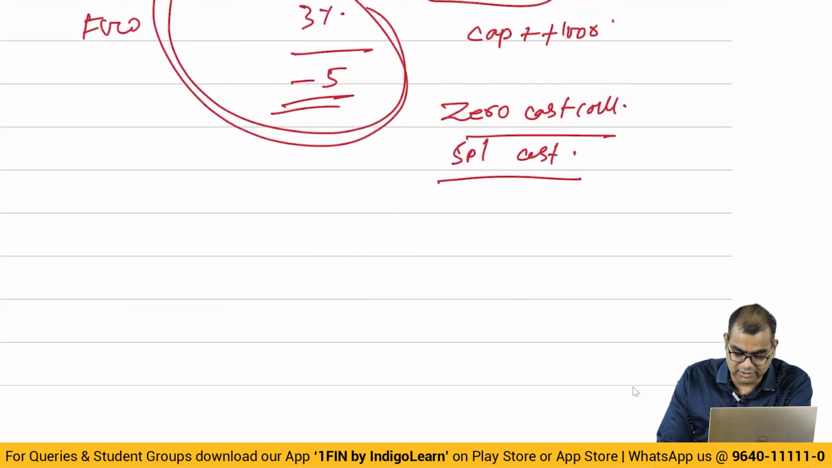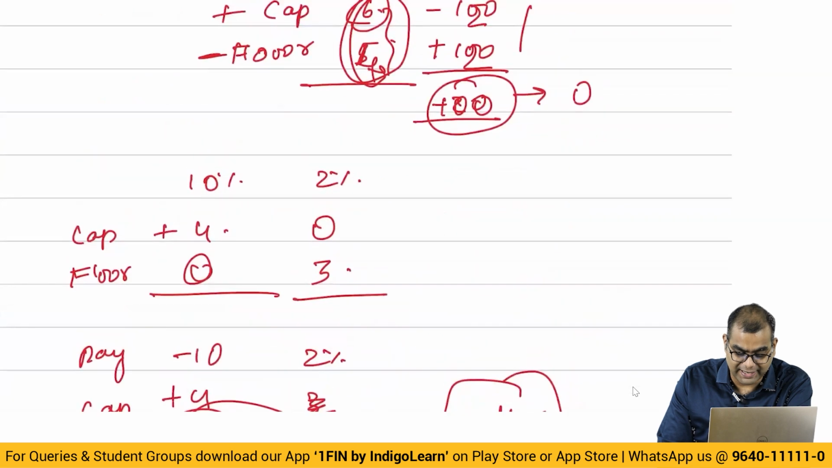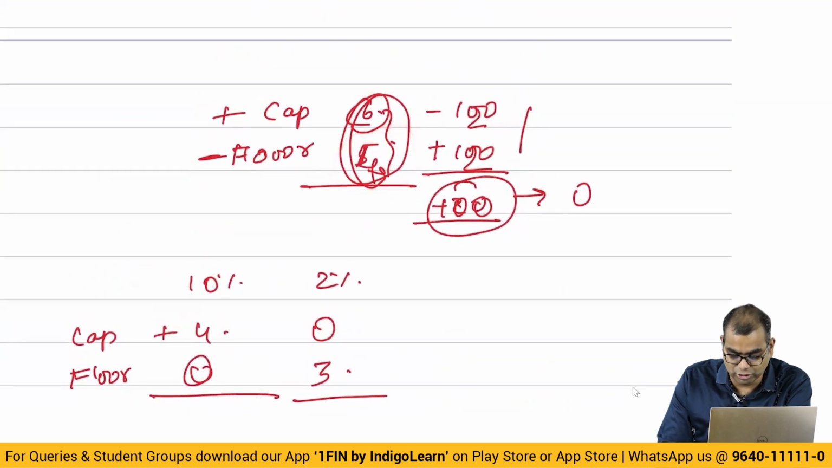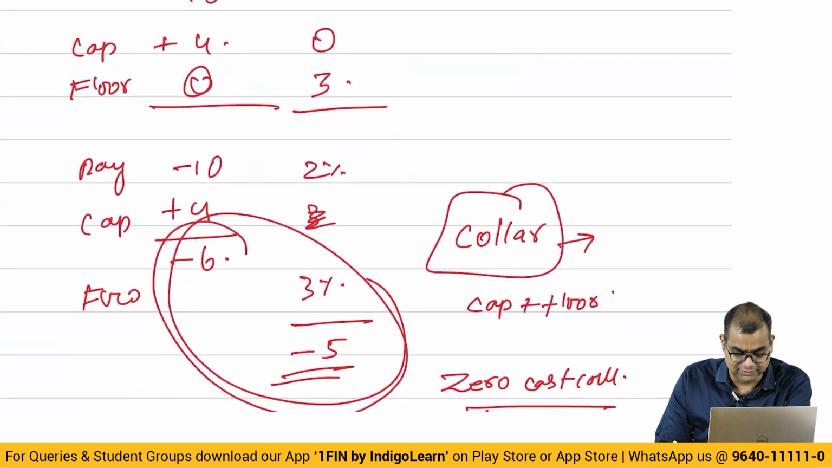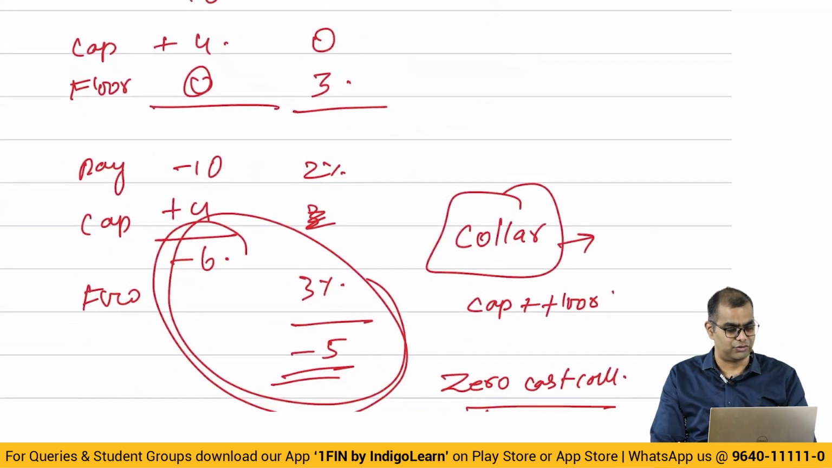A bank will usually buy a floor, so you sell a floor to a bank. Then you offset the premiums of both of them. So it is a collar. A long cap and a short floor is a collar.